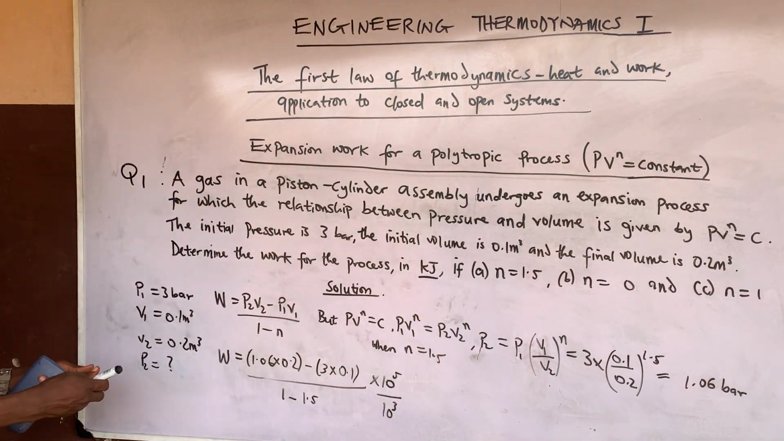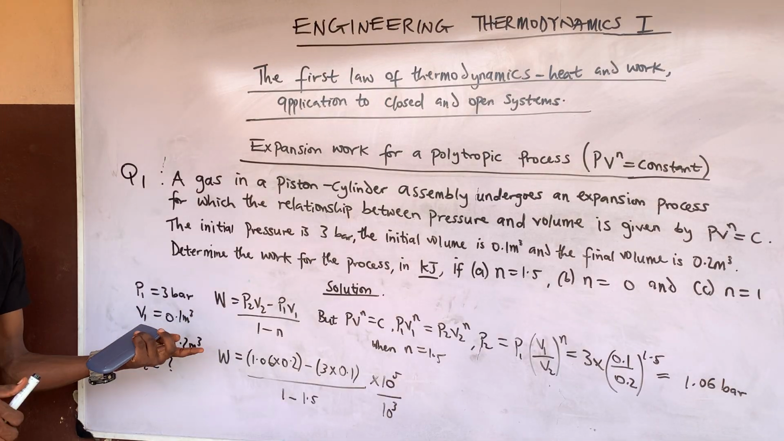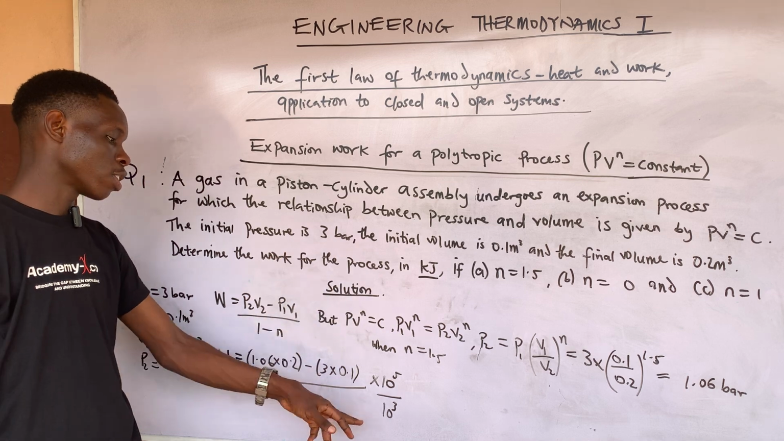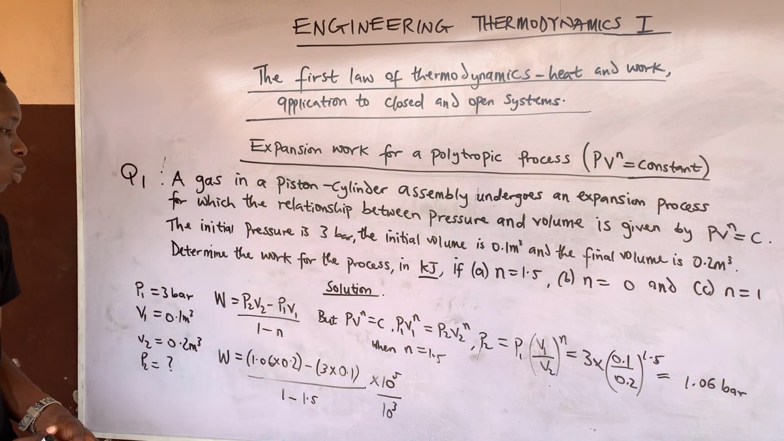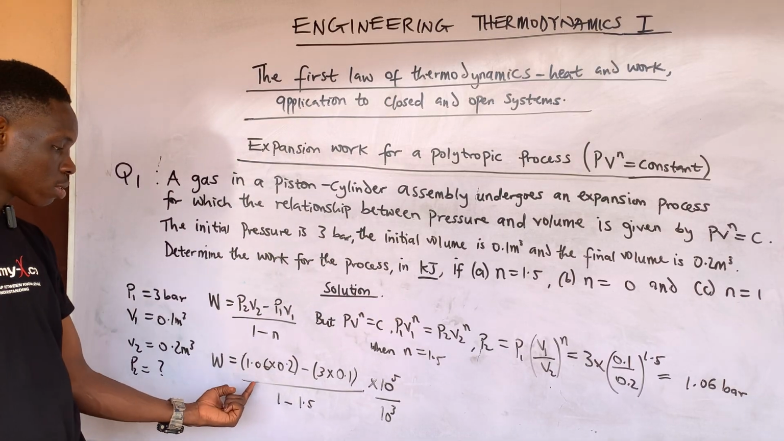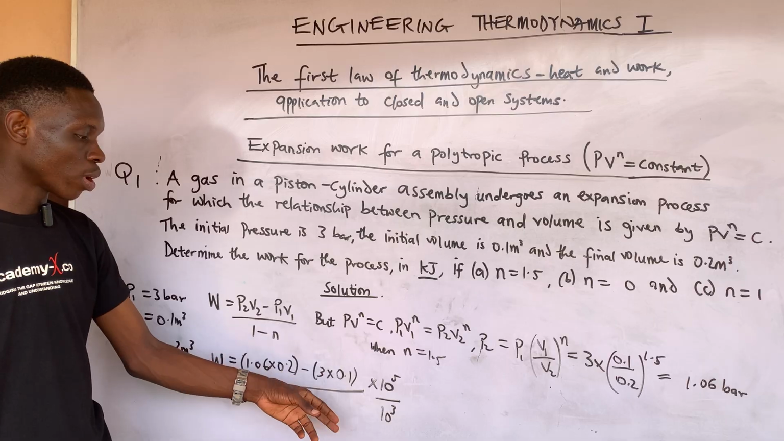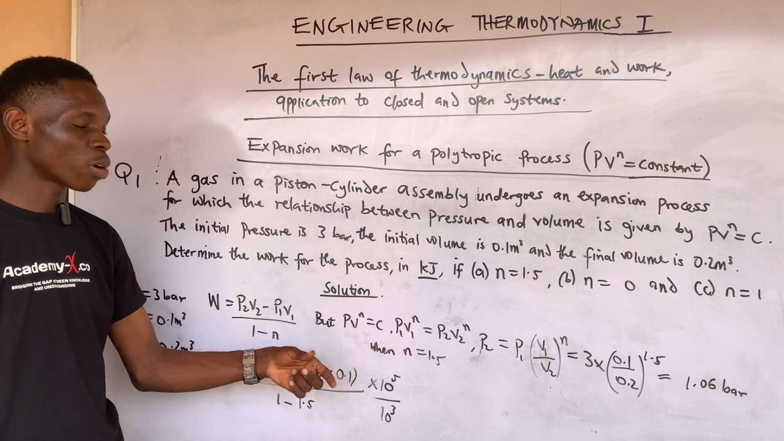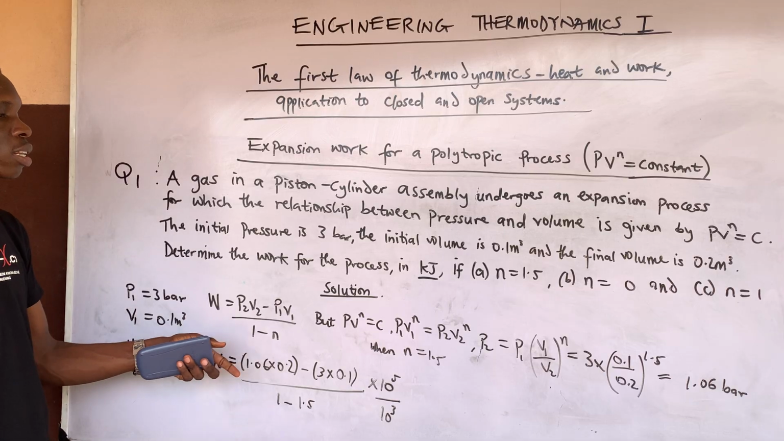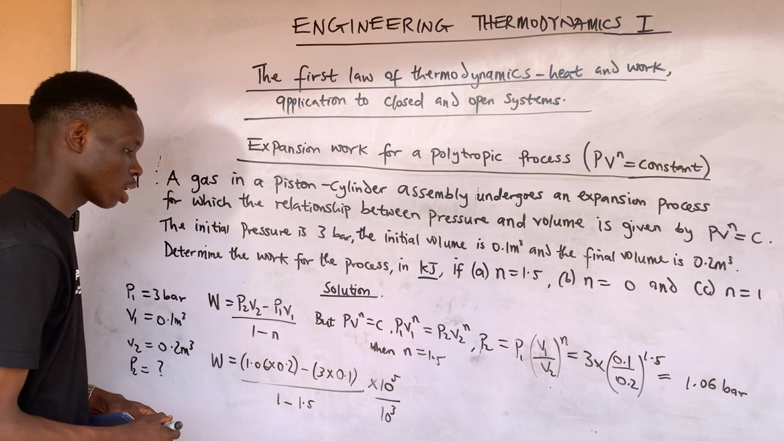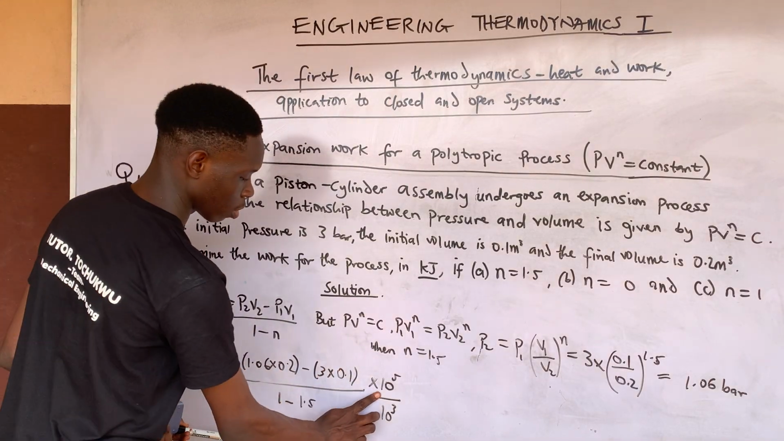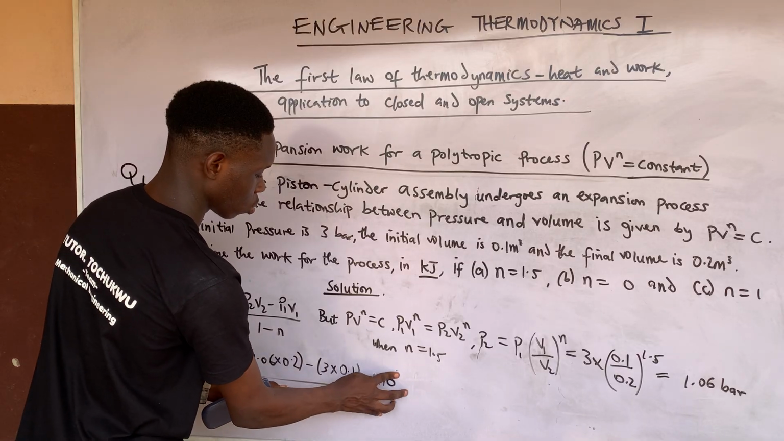So when we convert our pressure to kilopascal by multiplying by 10 to the power of 5, and dividing by 10 to the power of 3, then we obtain our work in kilojoules. Or in other words, when we take this calculation and multiply the whole thing by 10 to the power of 2, because 10 to the power of 5 divided by 10 to the power of 3 is 10 to the power of 2, we get our work in kilojoules. So instead of writing 10 to the power of 5 divided by 10 to the power of 3, I can erase this and insert 2 here.